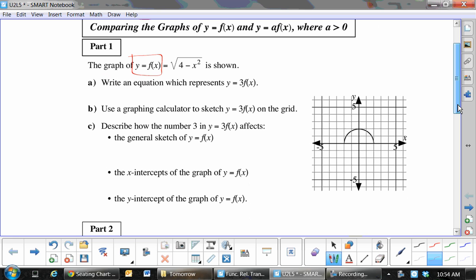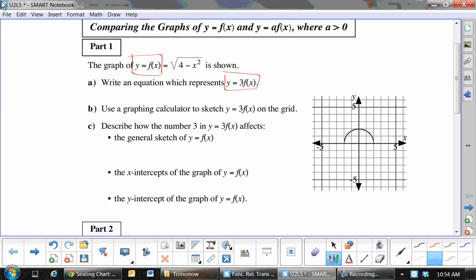Now, they're very specific. They give it to me as square root of 4 minus x squared, but it's actually easier to do them without the equation. It's just f of x. I don't know what it is. So it says, what would y equals 3 f of x?